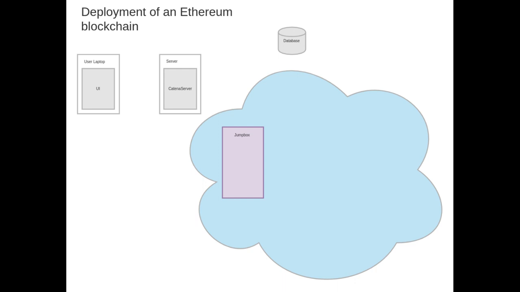We also have the server installed, the Catena server, which provides a REST API to the user interface. The user interface is running on the user laptop at the moment. And just to warn you, it's a prototype, so it's not pretty. But we can eventually, hopefully, switch it out with a nice looking web interface.